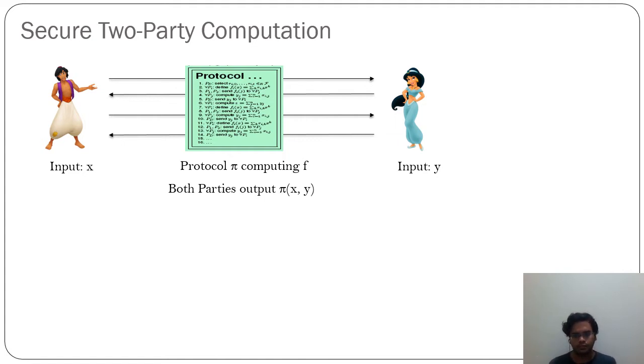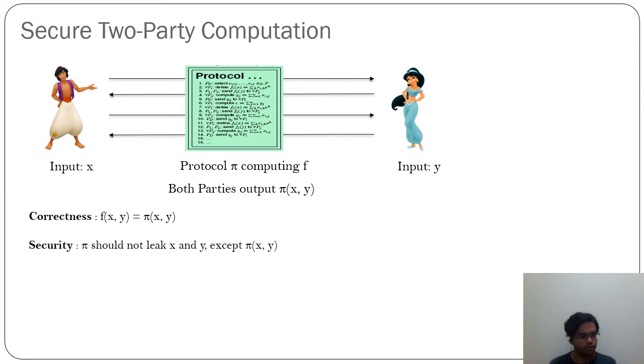Now the protocol has to satisfy a few properties. The first one is correctness, that is the function output should be the same as the protocol output. The protocol pi should not leak anything about x and y except the output, that is the informal security requirement. Also, when the parties are maliciously corrupted, we need something called well-definedness for the inputs, that is the input of the malicious parties should be well defined inside the protocol and they should be extractable.